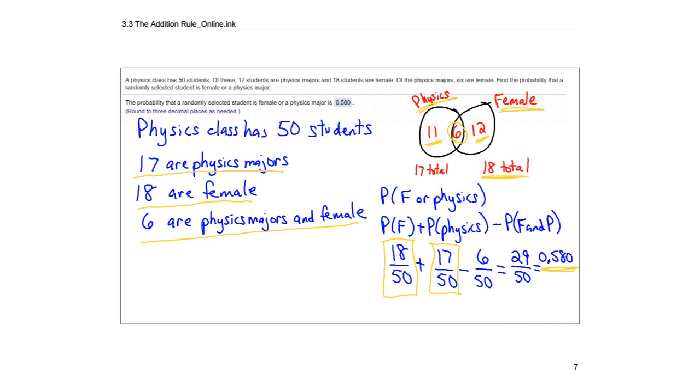0.580. The other thing I could do at this point is just because I drew the Venn diagram, I could just add my pieces together from the Venn diagram, and that would actually give me the same answer. Okay, so either way, however your brain works.